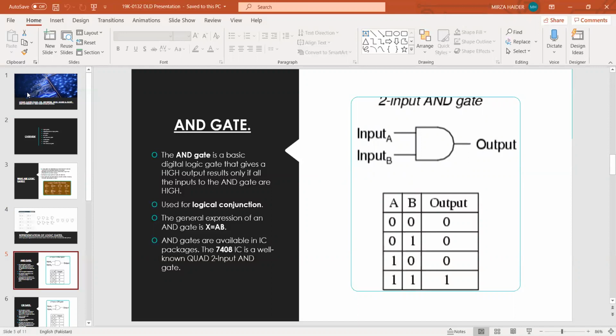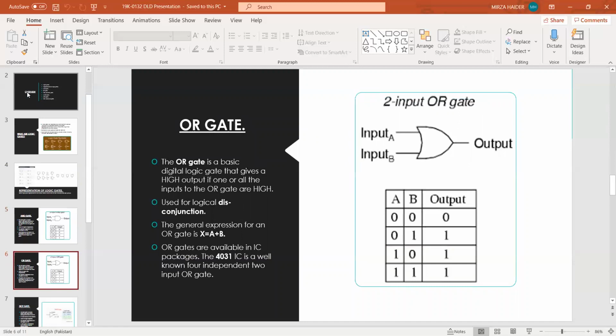AND gates are available in IC packages. The 7408 IC is a well-known quad 2-input AND gate. If we look towards the image, we can see the representation of the AND logic gate, and also its truth table. As you can see, its output is low or zero if even one of its inputs is zero, and it is only high or one if both of its inputs are one.